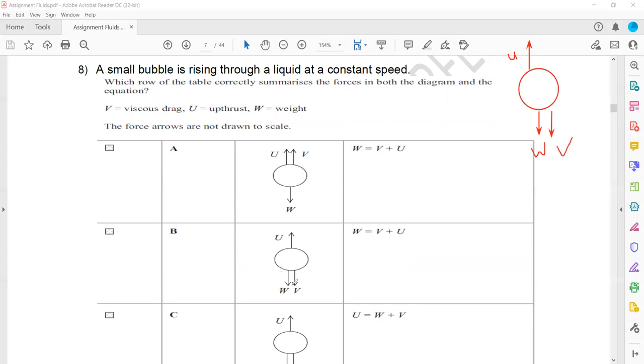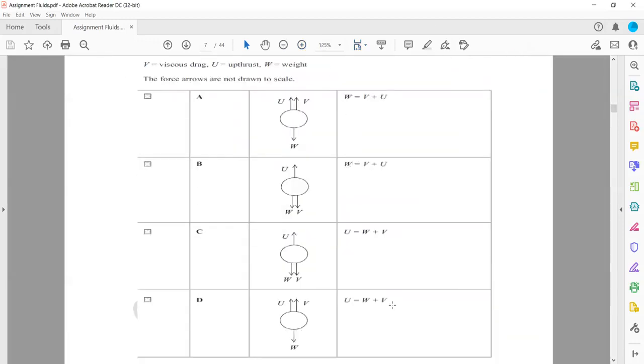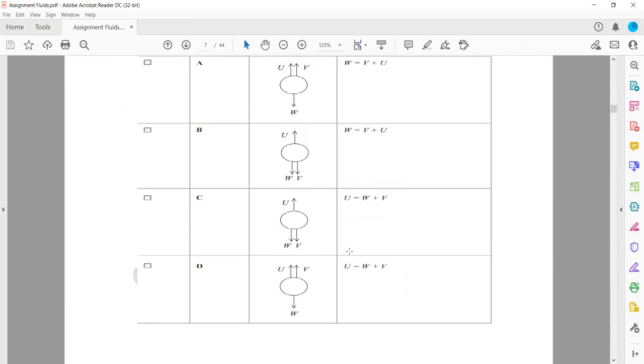So the drag force and weight are acting down and upthrust is acting up, and weight plus viscous drag, because they're in the same direction, should be balanced with the upthrust. So the option which is the right one is upthrust equals weight plus viscous drag, so C will be the right answer.